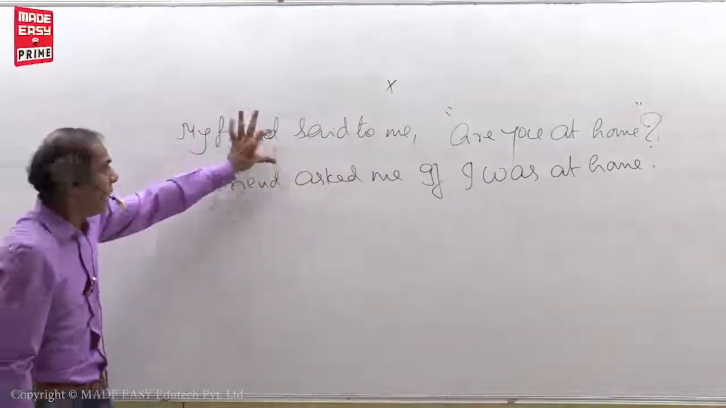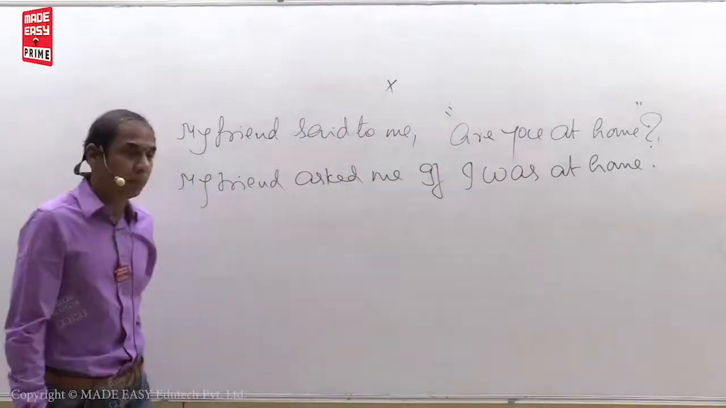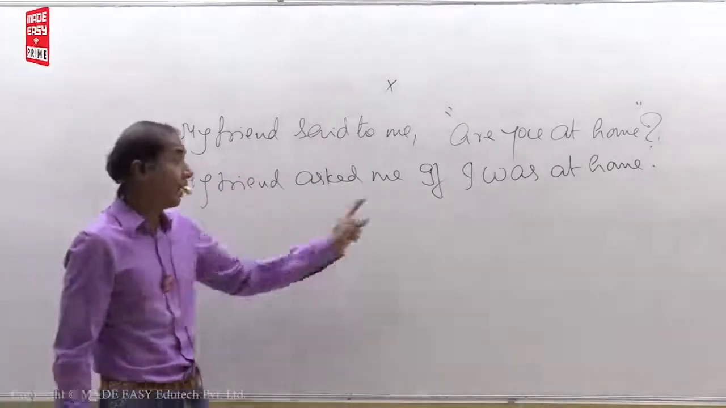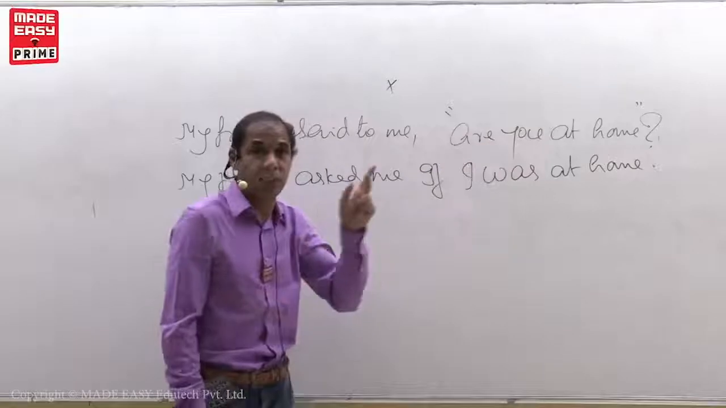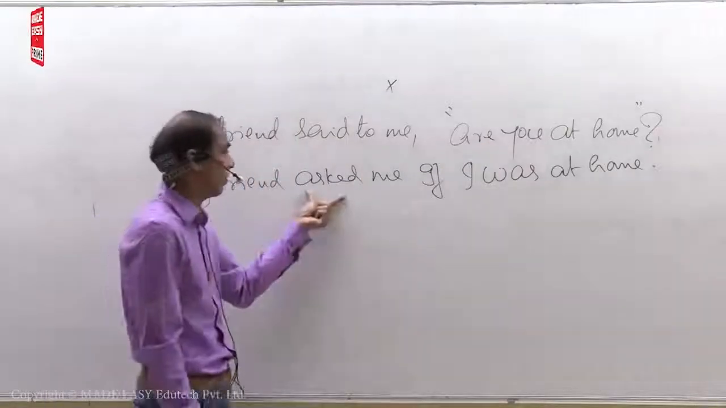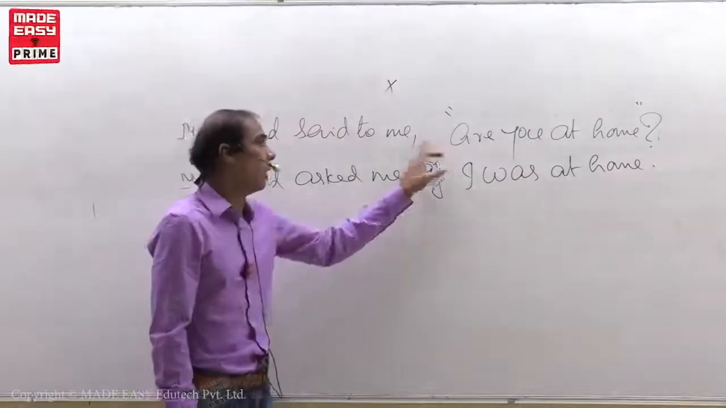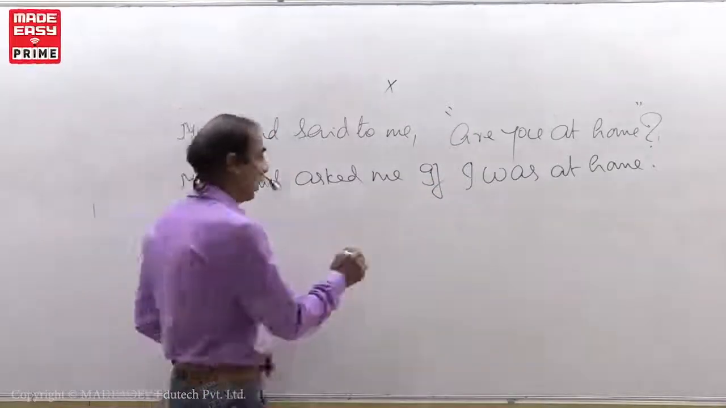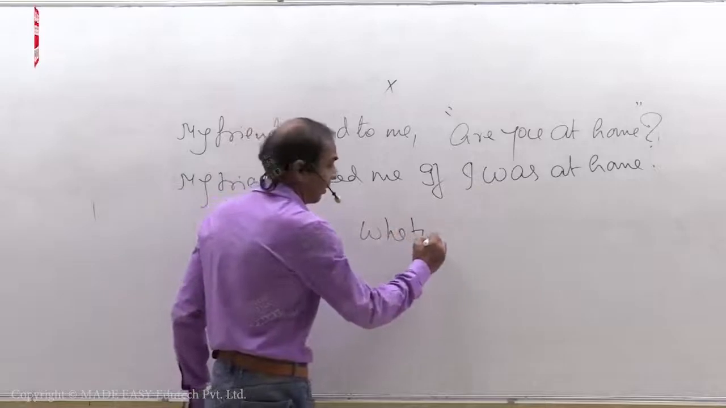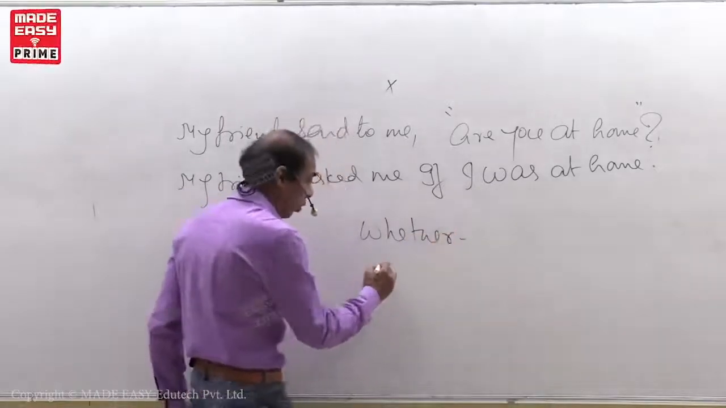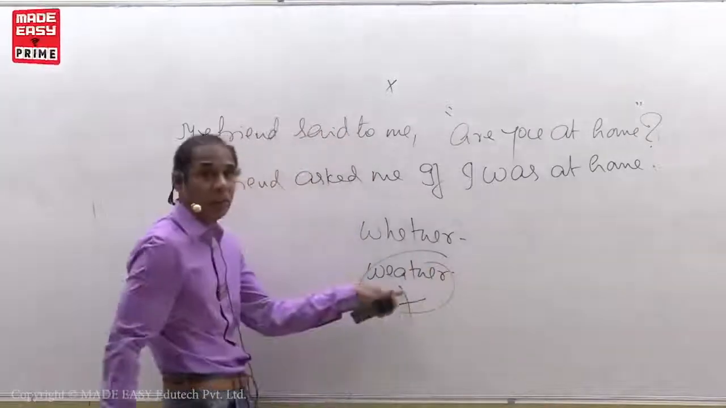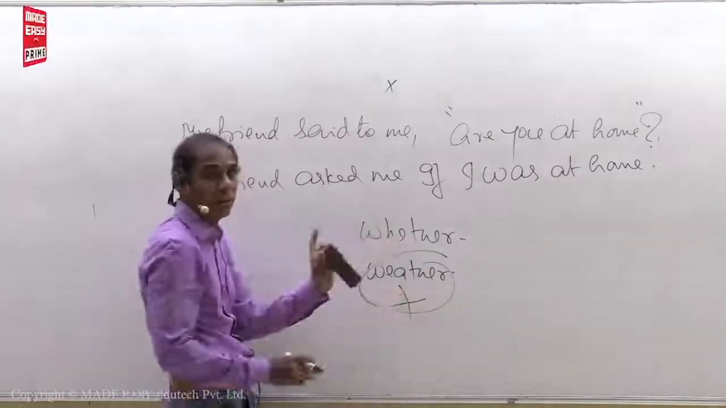So my students, my friend said to me, are you at home? My friend said to changes as asked. Why? If the direct speech begins with the special verb, said, said to, both will change as asked. Rule number 2. Connect the two sentences with if or whether. Both are correct. See, whether, W-H-E-T-H-E-R. Don't write this weather. This weather means climate. This weather you have to write. Right?